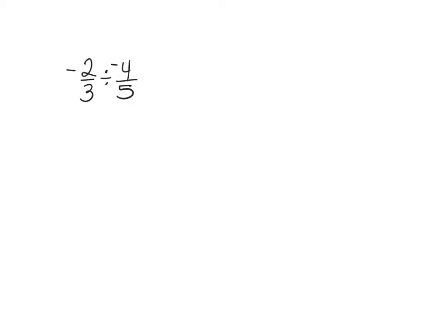Negative 2/3 divided by negative 4/5. I keep forgetting we're really dealing with negatives here, but with the same sign, our answer is going to be positive with multiplication and division. I'm going to keep the first one, change it to multiplication, and flip the second fraction, negative 5/4.